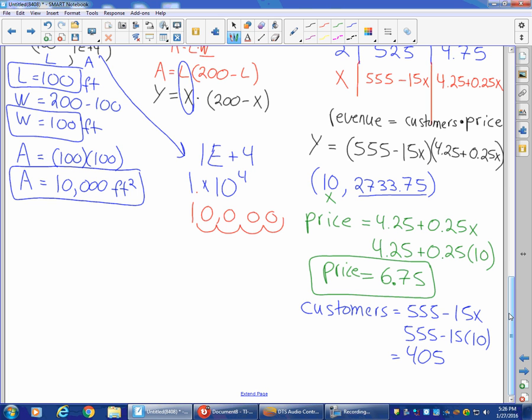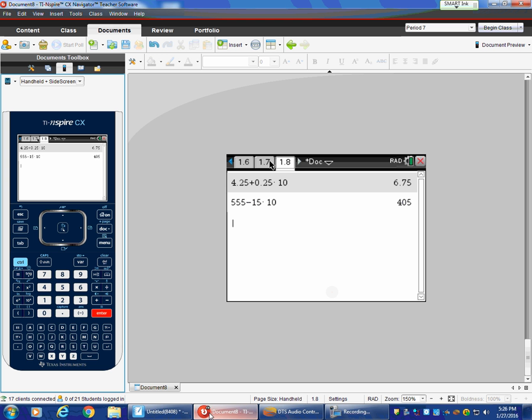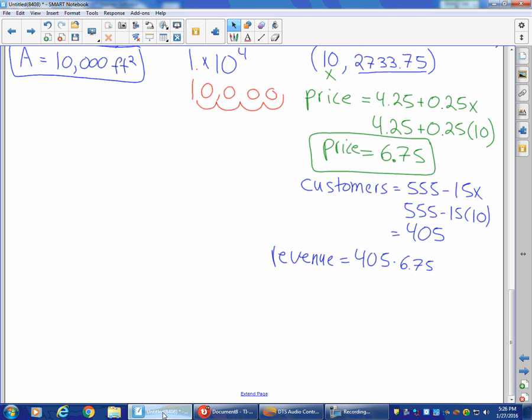Well, our revenue over here was multiplying customers and price. So my revenue equals, if we go in the order that we had, 405 customers times $6.75. What does that equal? And now we can see where that Y value makes sense. $2,733.75 represents my maximum revenue, or in this case, Carrie's.